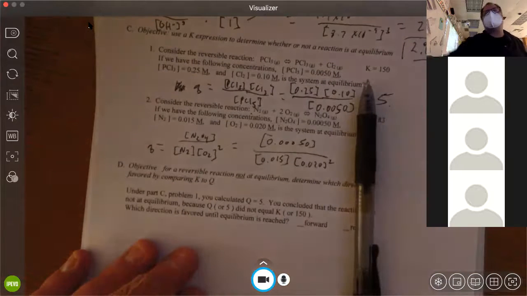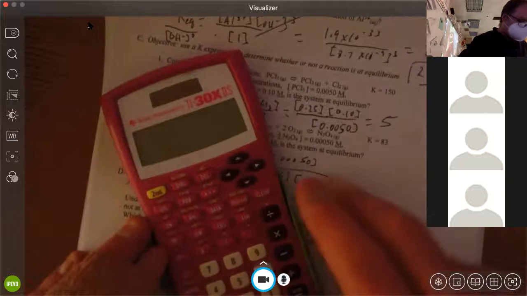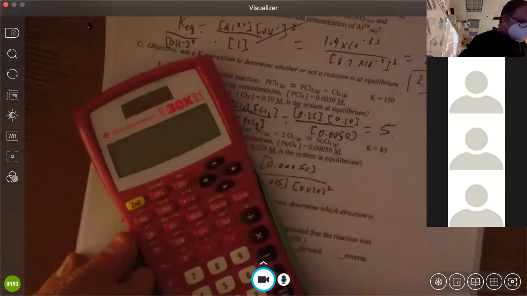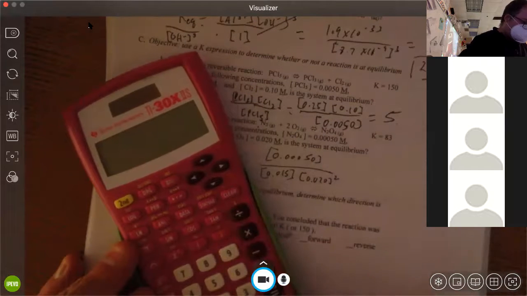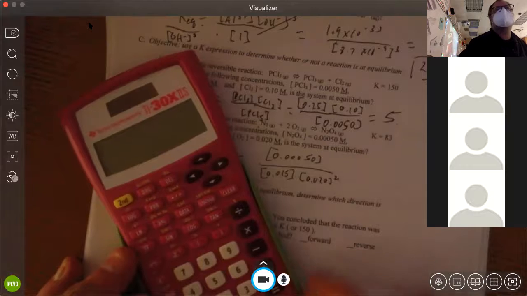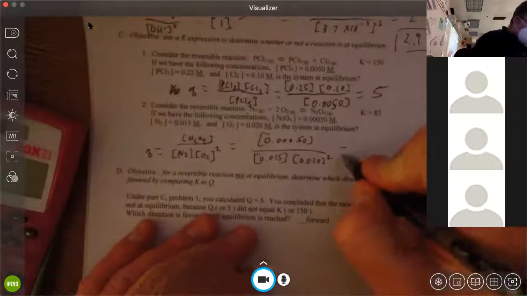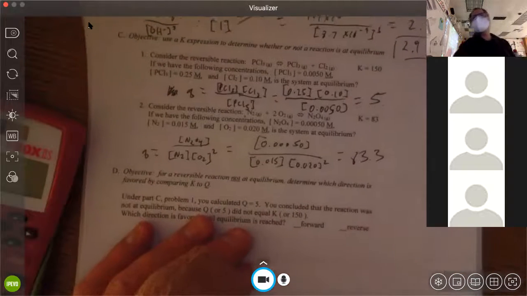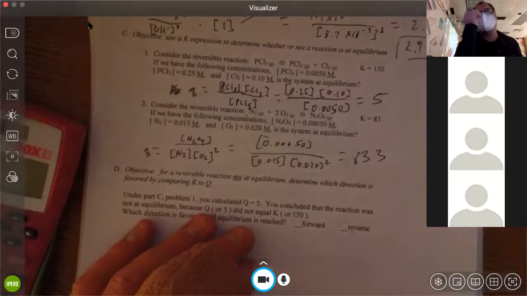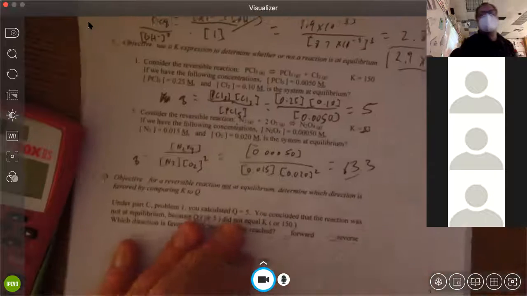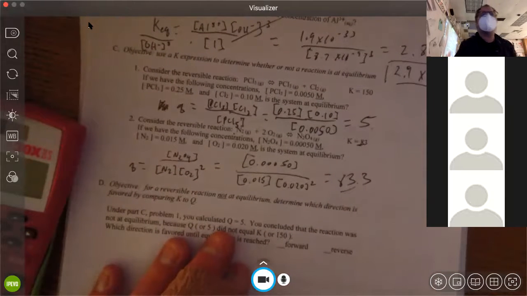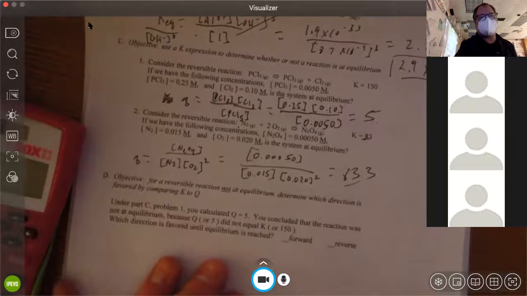Don't think my watch can do that. So I'm going to go ahead and pop this in here. 0.00050 divided by 0.015 divided by 0.020 squared. 83.3 is what we get for Q. If we look, we're probably dealing with 2 significant digits. So 83. So Q is close enough to K. We would probably assume that this system is at equilibrium.